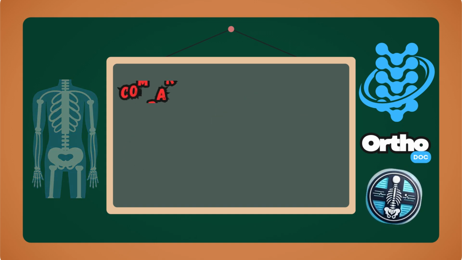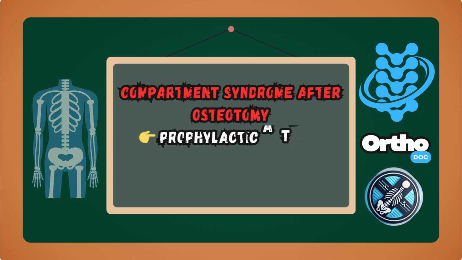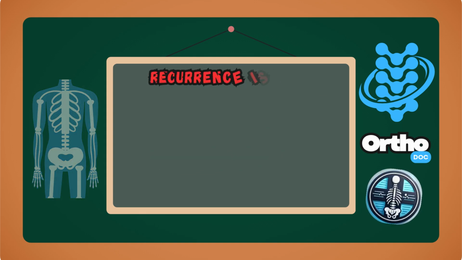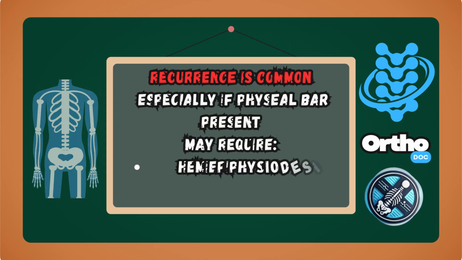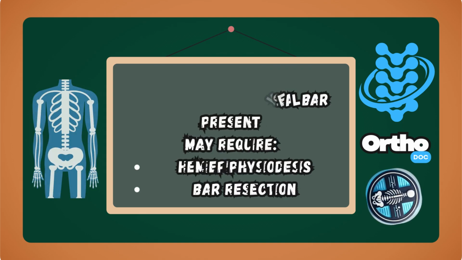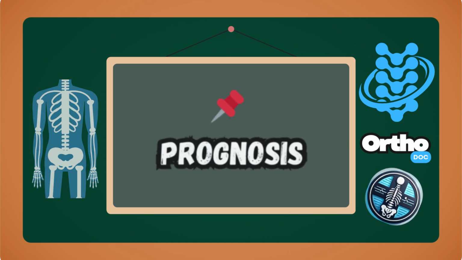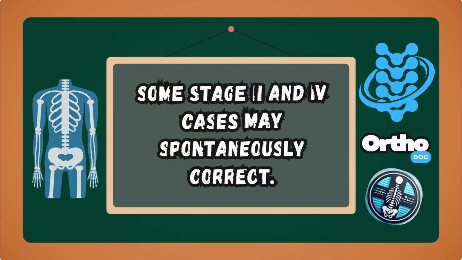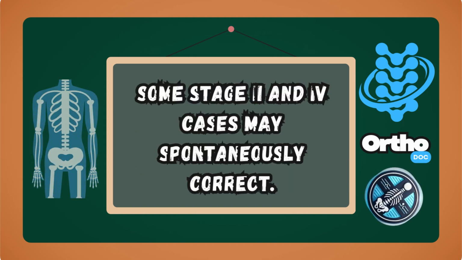Complications: compartment syndrome after osteotomy. Prophylactic anterior compartment release recommended. Recurrence is common, especially if physeal bar present, and may need hemiepiphysiodesis or bar resection. Prognosis: best results with early diagnosis, early bracing or early osteotomy. Some stage 2 and 4 can spontaneously correct. Late diagnosis means worse outcome.